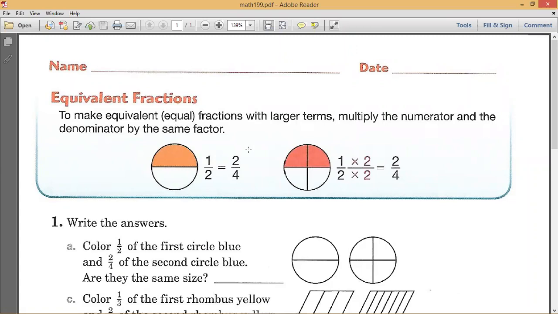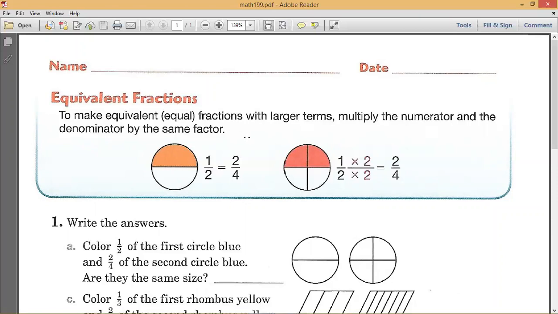I hope you enjoyed the Khan Academy video I sent you, the one where it explained what equivalent fractions are. So in this page, I will teach you how to make equivalent fractions with larger terms. So how do you make equivalent fractions with larger terms? It's very easy. You have to multiply the numerator and the denominator by the same factor.